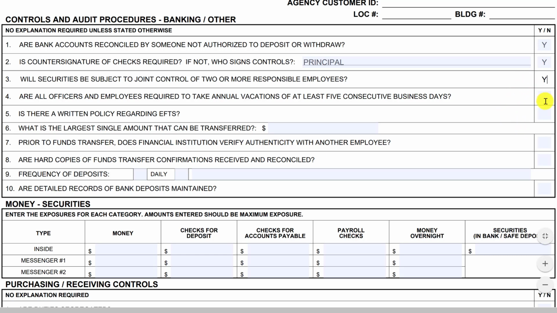All right. Oh, this is a great one. This is probably going to be no, but are our officers required to take annual vacations of at least 5 consecutive business days? If you put yes, that will give you a better rate sometimes. Rarely eligibility, but that's because that way another person in the office can double check to make sure they don't have anything funny going on, because if they're gone longer than 5 days, stuff can get caught.